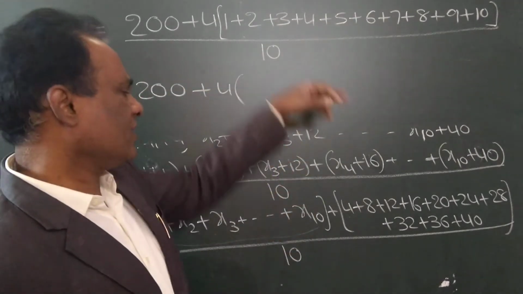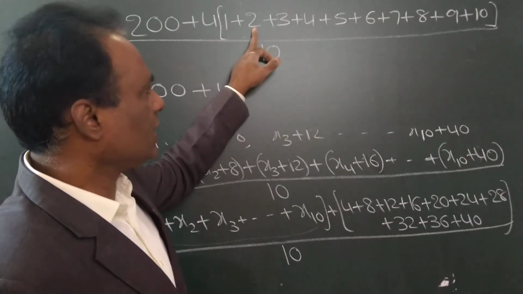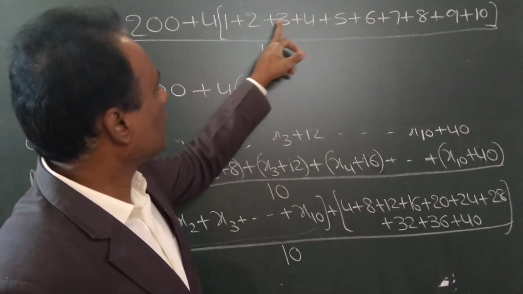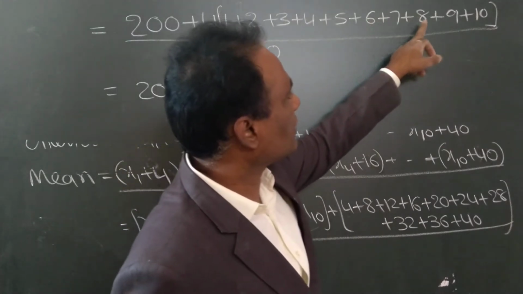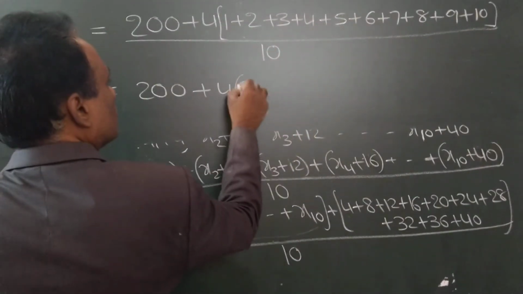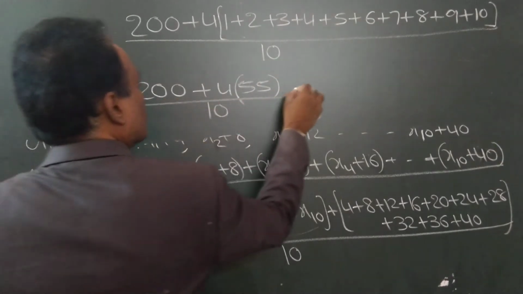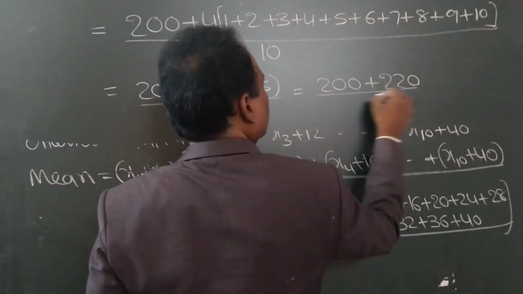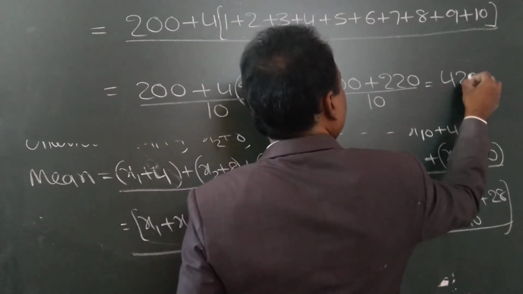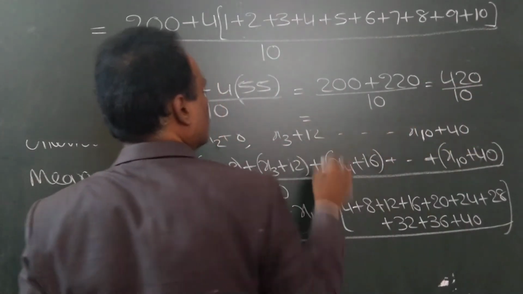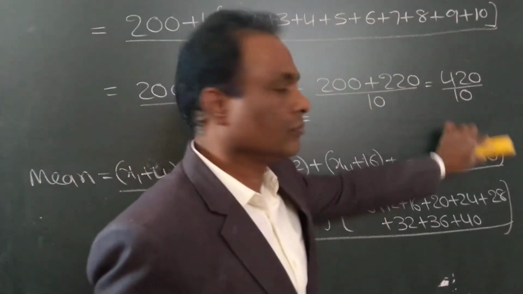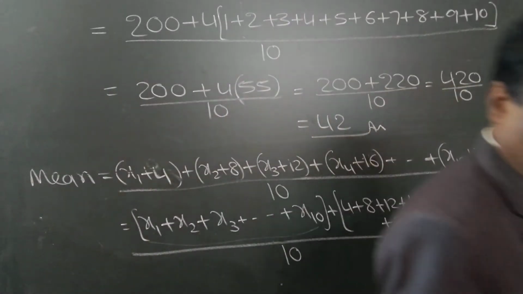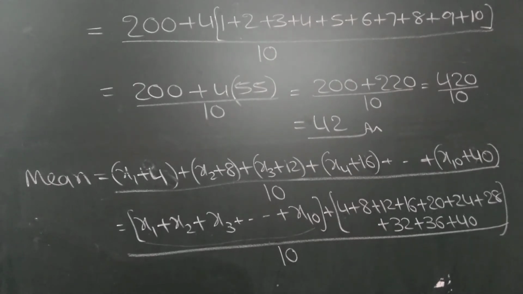Now it may be easy to add. You can add like this also. This is easy to add. 1 plus 2, 3, 10. This total will be 10 into 10 plus 1 by 2, 55. 1 plus 2, 3, 6, 10, 15, 21, 28, 36, 45, 55. 42 is the answer, students. The concept is simple, but simplification is a little lengthy.